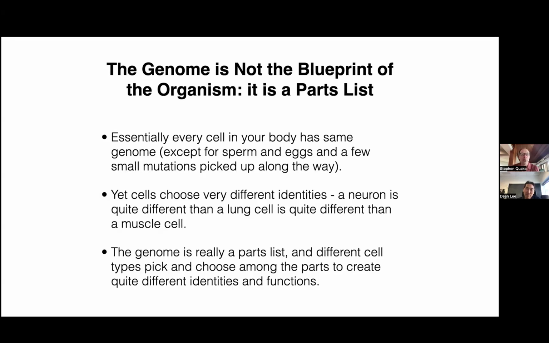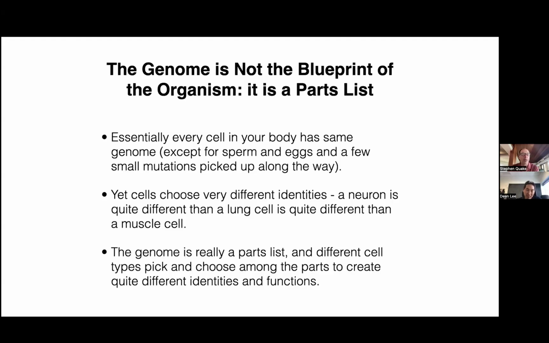And let me tell you why. Pretty much every cell in your body has the same genome. I mentioned that earlier. Yet the cells choose very different identities. A neuron in your brain is very different than a cell in your lung, is very different than one of your muscle cells, and they all have the same genome. So how does that happen?